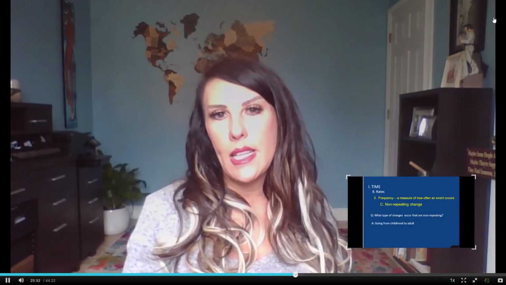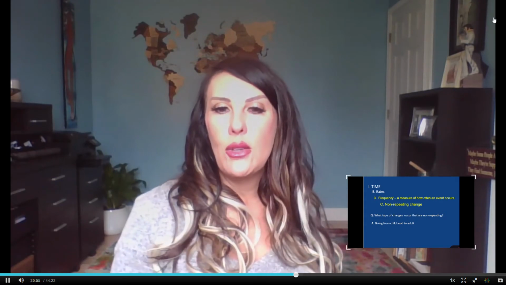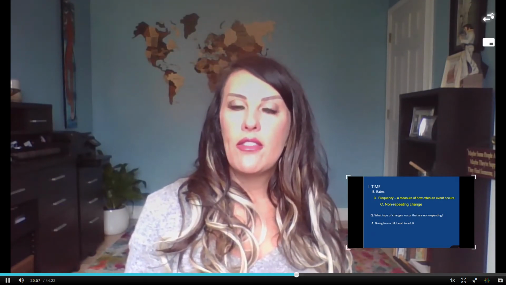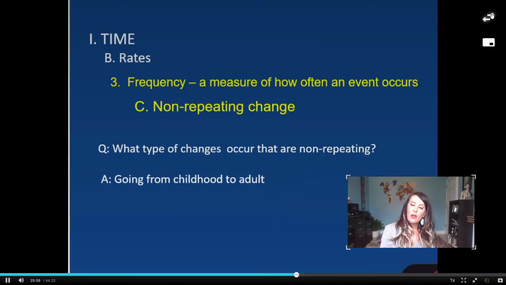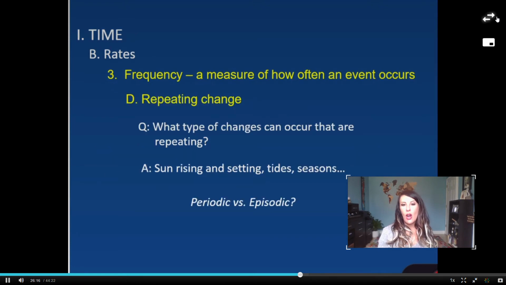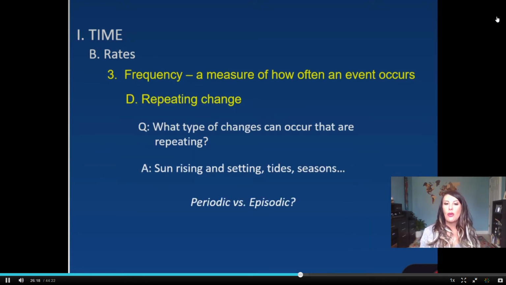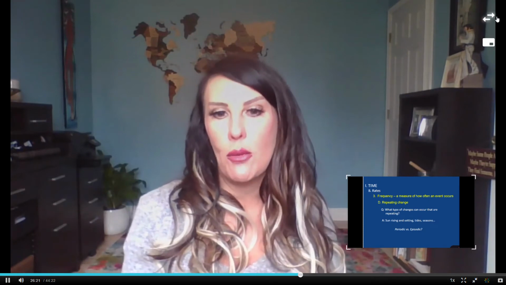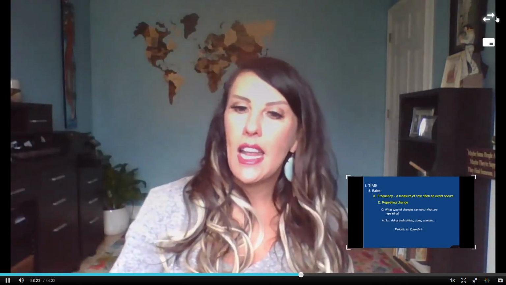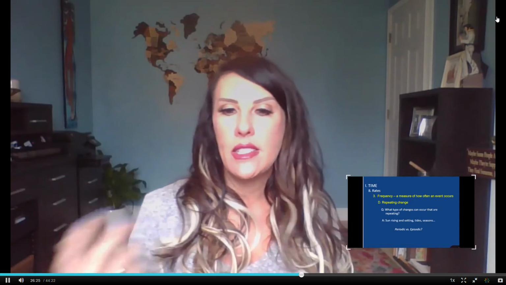So with frequency, one of the things that we're trying to determine is if the change is repeating. So if you see the event happen often or not. An example of a type of change that is non-repeating is going from childhood to adult. So again, we're thinking about things in nature that are not repeating, but more likely there are many things that are repeating. So what type of change can occur that's repeating? The sun rising, the sun setting, the tides coming in, tides coming out, seasonality.